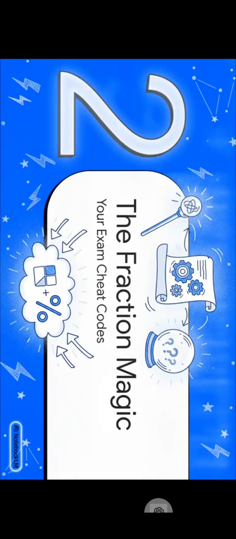Moving on to section 2, the fraction magic. These are your ultimate exam cheat codes. Okay, I want you to basically take a mental screenshot of this. Memorizing these fraction conversions is an absolute necessity. A half is 50%, a quarter is 25%, and 3/4 is 75%. Easy enough, right? But look a little closer at the others.